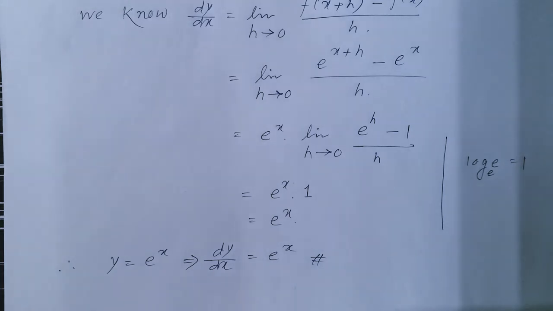So there are three formulae. The first one: the differentiation of log x is 1 by x. The second result: a to the power x, where a is any number other than 1. In that case, the derivative is a to the power x itself into log of a. And finally, if the function is e to the power x, the result is only e to the power x.